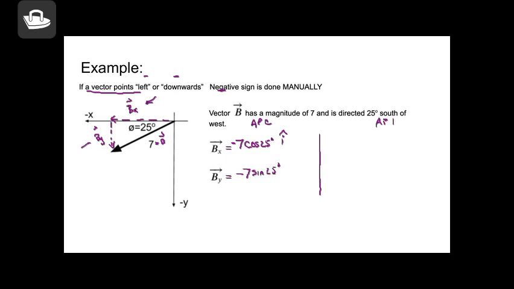Now, for AP Physics 1, we're just going to solve for the magnitude of B sub x. We're not going to worry about direction so much, and we're going to put in negative 7 times the cosine of 25 degrees, and then the magnitude of B sub y. So just don't worry about this j hat stuff. Minus 7 times the sine of 25 degrees. So if we plug that all into our calculator, this is going to be equal to minus 6.33, and this one will be equal to minus 3.0. And this would be a j hat, and this would be an i hat.